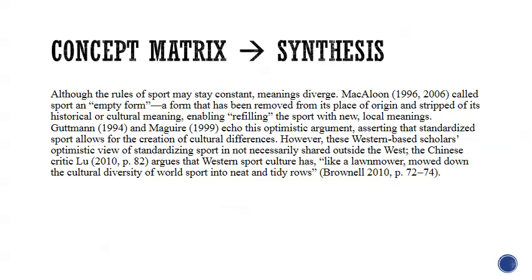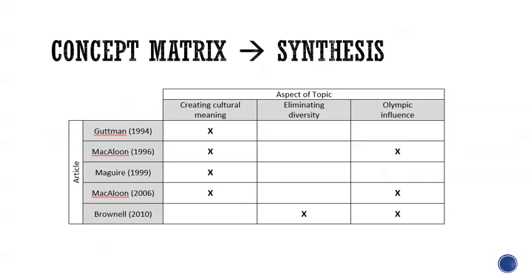The first sentence here cites both McAloon sources. In the second sentence, the writer has paraphrased similar arguments from both Gutman and McGuire. They follow this up by explaining the opposing view and citing Brownell. This is, of course, only one small part of this writer's synthesis. Based on the concept matrix, the writer will probably want to move on to address how these sources talk about the influence of the Olympics and how that influence is addressed in relation to these opposing viewpoints.